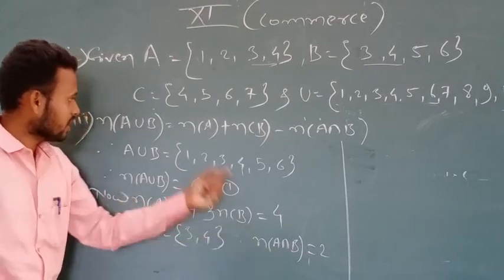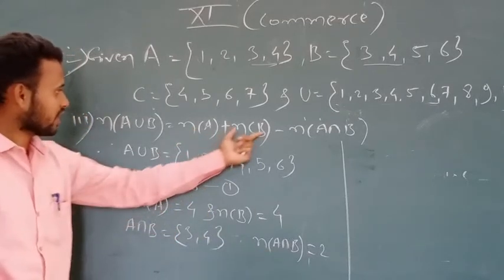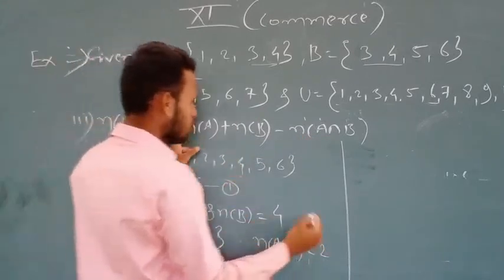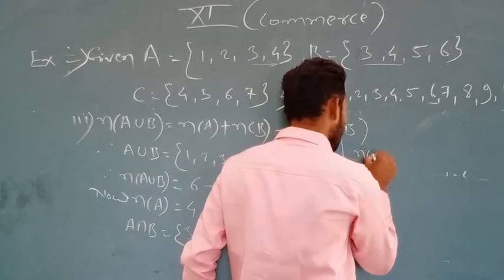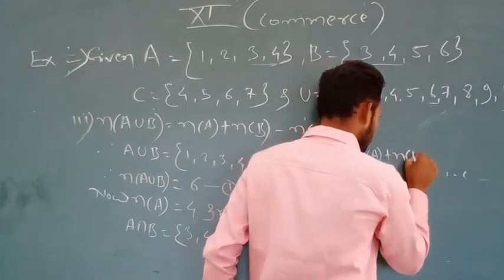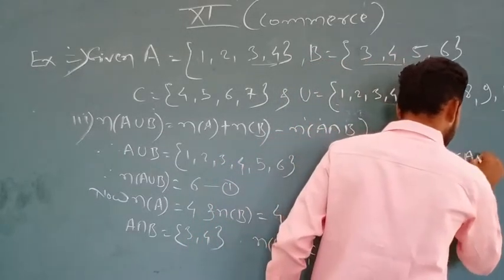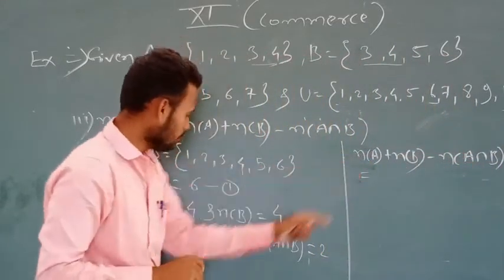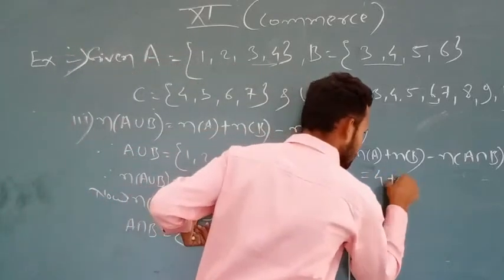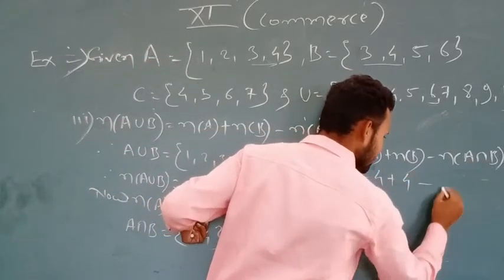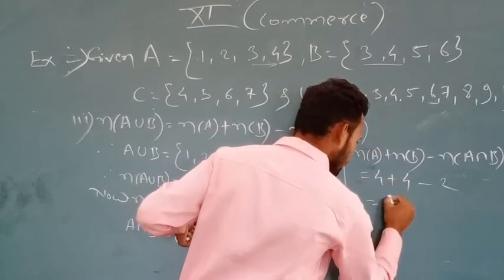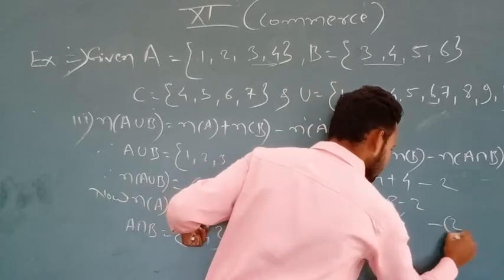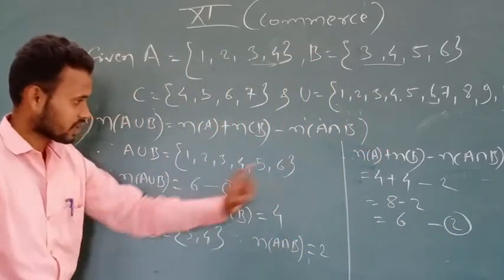Now here, n of a, n of b and n of a intersection with b, all have been found out. Therefore take these. Next line, therefore n of a plus n of b minus n of a intersection with b is equal to n of a, what? 4, plus n of b also 4, minus n of a intersection with b, what? 2. We get 4 plus 4 is 8, minus 2, which is equal to 6. And that is equation second. From equation we get second.